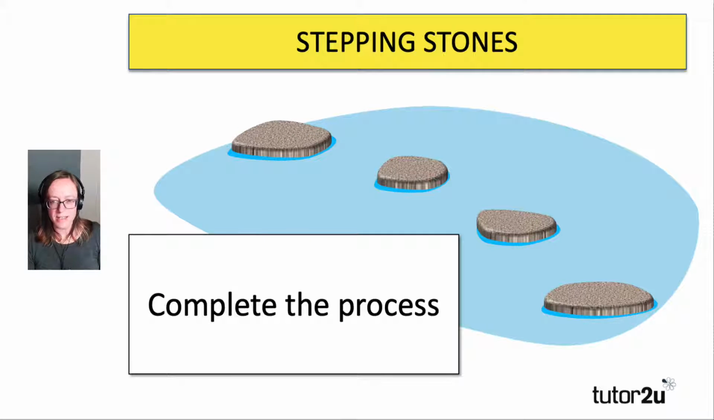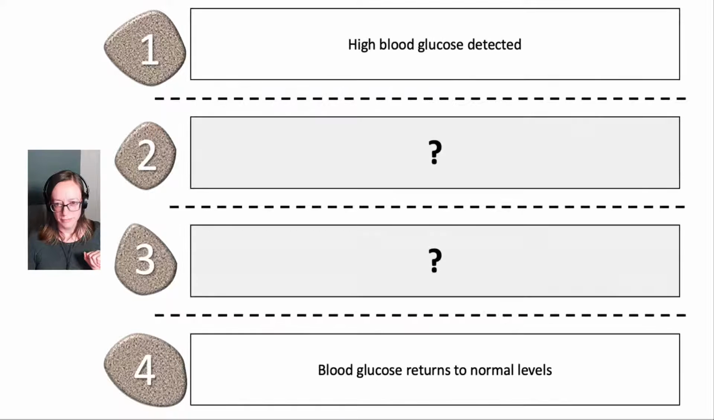Okay, so the next activity, stepping stones. I want you to think about a process that I'm going to put on the screen. I'm going to give you the start and the finish of the stepping stones, and I want you to work out what goes in between. I will put that on the screen. While I'm sorting out the echo, see if you can work out what is behind those two question marks for steps 2 and 3.